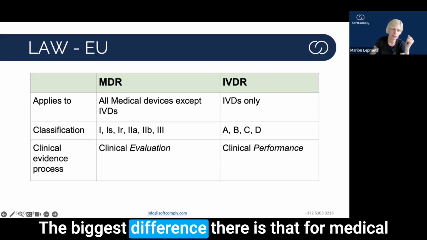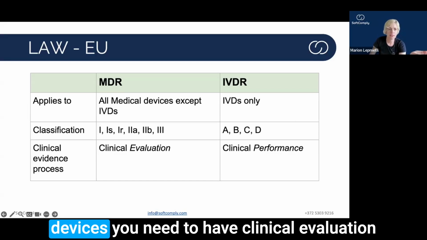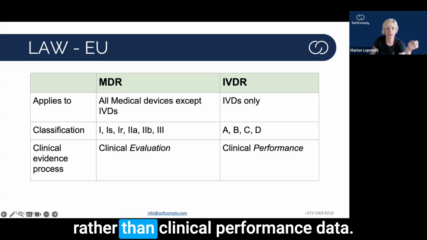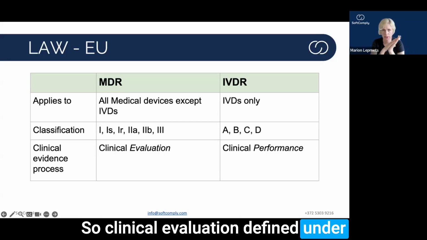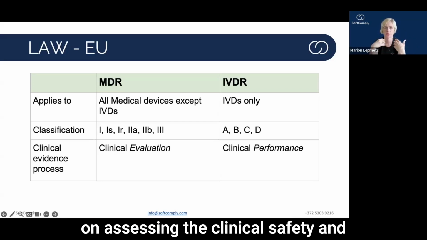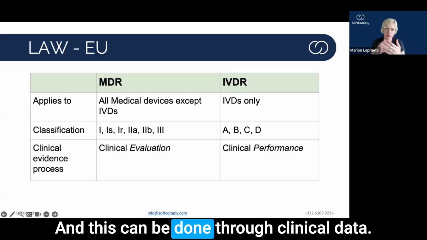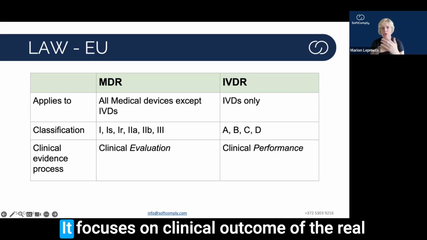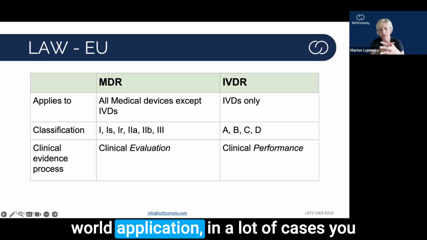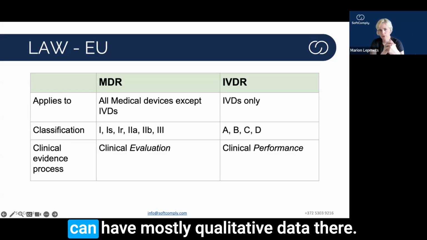The biggest difference there is that for medical devices, you need to have clinical evaluation rather than clinical performance data. So clinical evaluation defined under the medical device regulation focuses on assessing the clinical safety and performance of your medical device. And this can be done through clinical data. It focuses on clinical outcome of the real world application. In a lot of cases, you can have mostly qualitative data there.